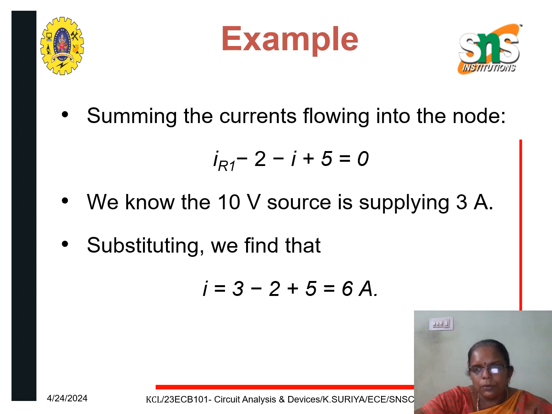Okay. So we know that the 10 volt source is supplying 3 amps current. So here IR1 is equal to 3 amps. So substituting IR1 is equal to 3 amps, we'll be getting I is equal to 3 minus 2 plus 5, which will be equal to 6 amps.